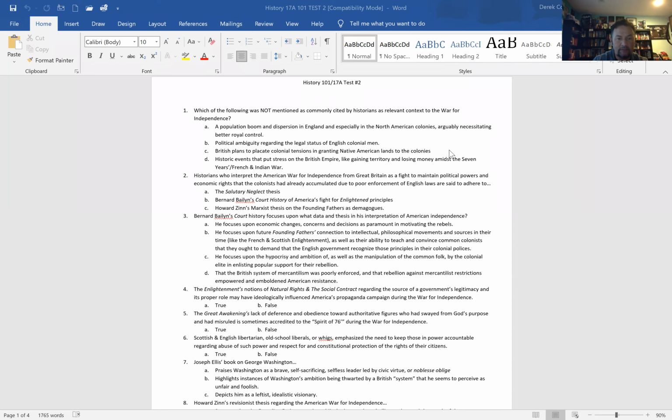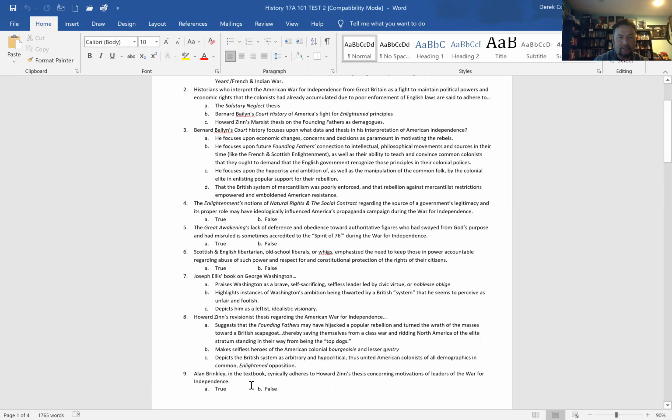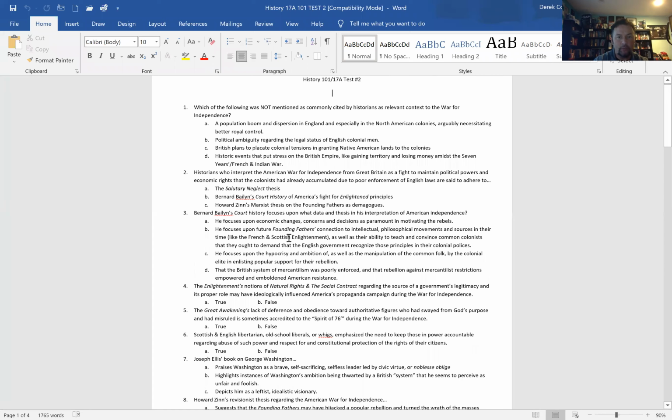Joseph Ellis is number seven, his book and his thesis on George Washington and his biography. And this is pretty much without exception found in the handout. Number eight, Howard Zinn and his book, his thesis on the War for Independence. And then number nine, that is up to you. Hopefully you will have obtained your textbooks by the time test two comes around. It's still a while ahead, and you could find that from the textbook, okay? But no curveballs will be thrown. I'll put these test questions up and let you familiarize yourself with them, okay?